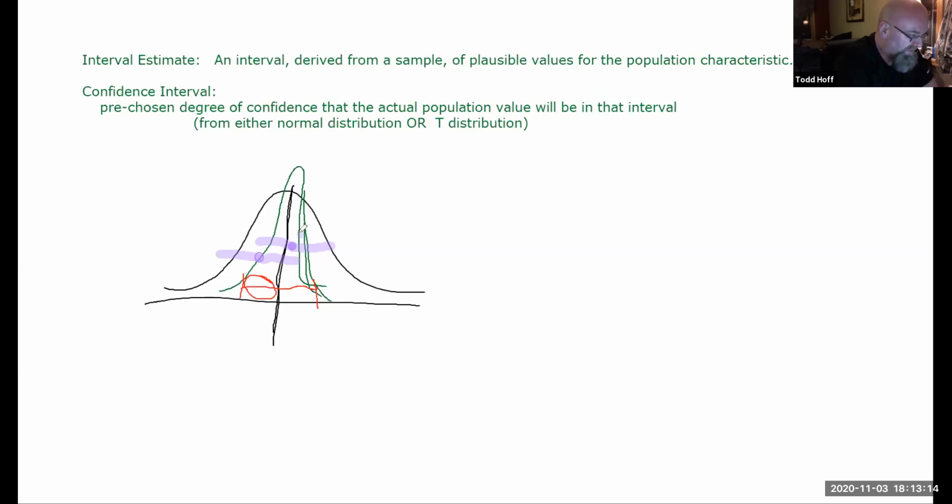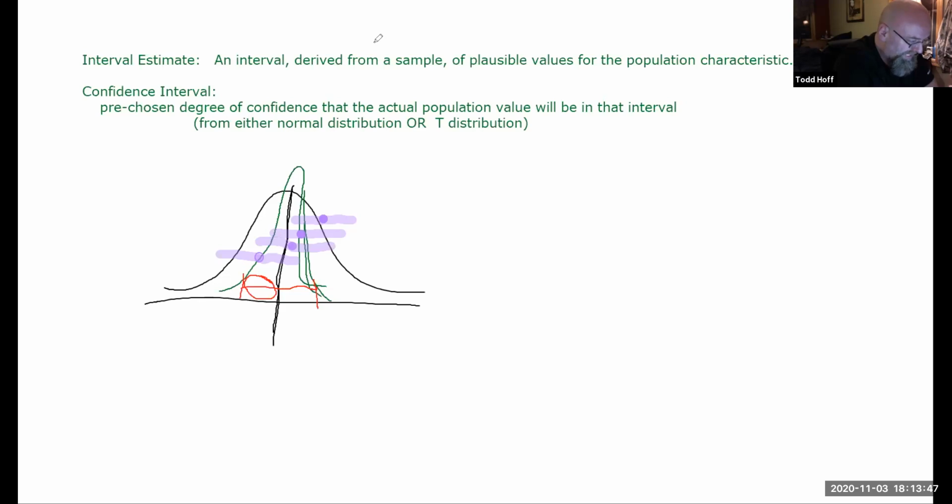Maybe our next sample gives us a mean right here. We go out. Again, that contains that true population mean. Will all of them contain that? No. 95% of them will contain it. So that means 5% will not. This one here, you can see, just misses the true population mean. Now, even the ones that miss will be really close. So those are the confidence intervals.